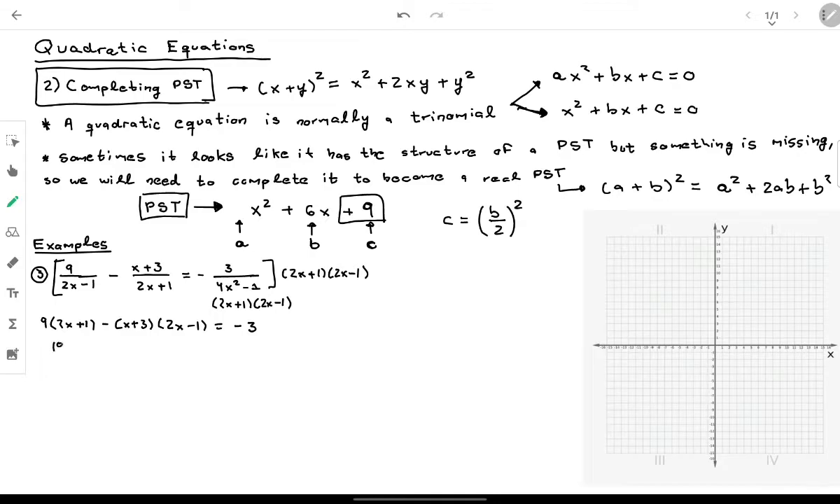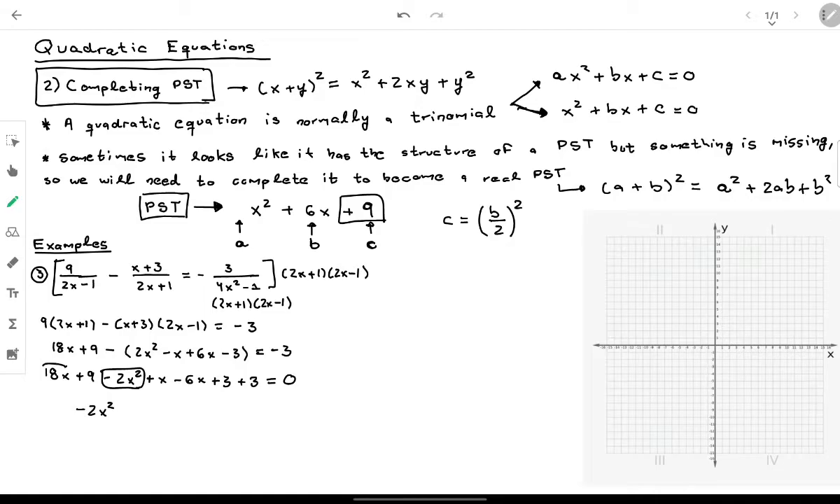So it's going to be 18x plus 9 minus, and let's see, 2x squared minus x plus 6x minus 3 equals minus 3. If we continue doing it, remember the minus sign will change the sign of everything inside the parentheses: 2x squared plus x minus 6x plus 3, and we can move the other minus 3 to this side, equals 0. That means we will have minus 2x squared.